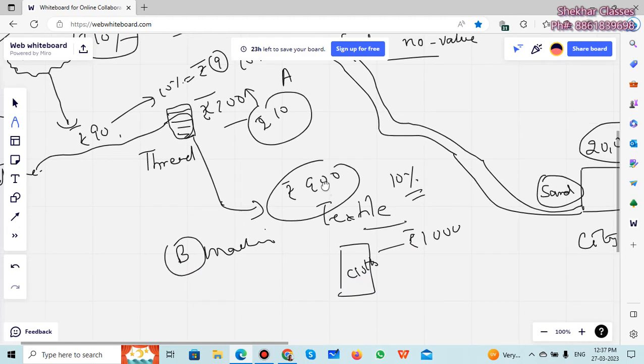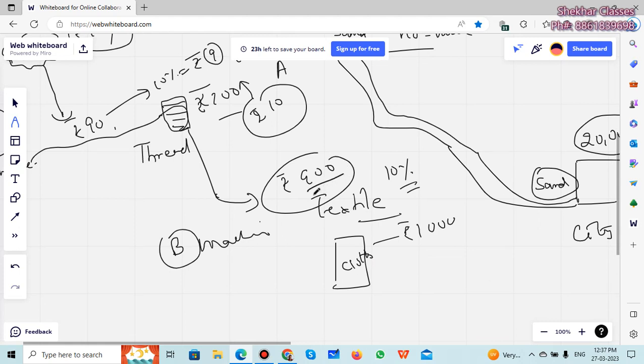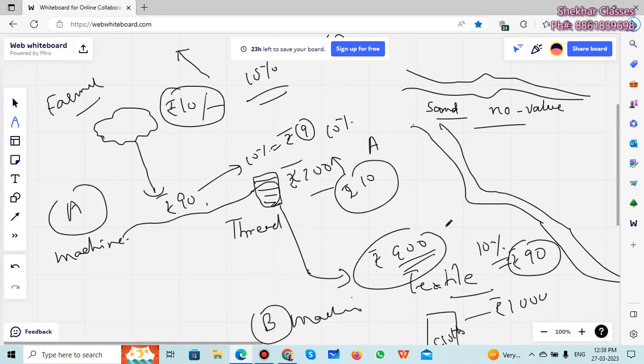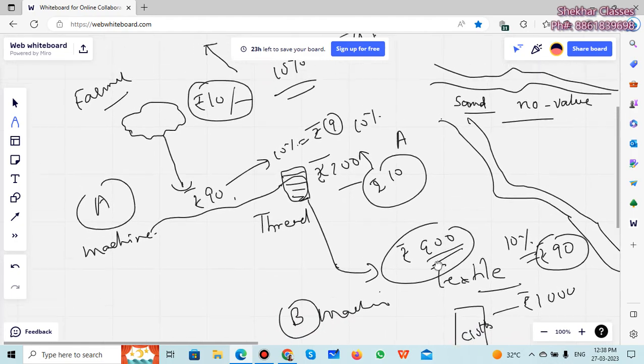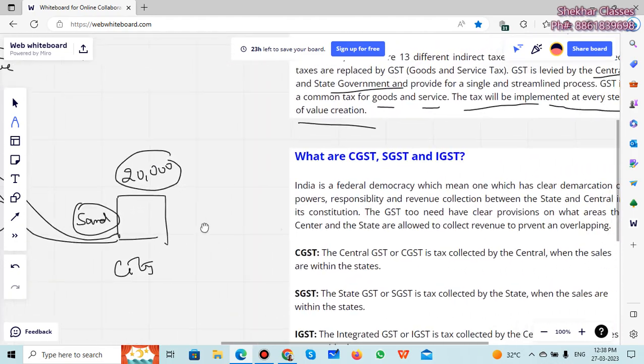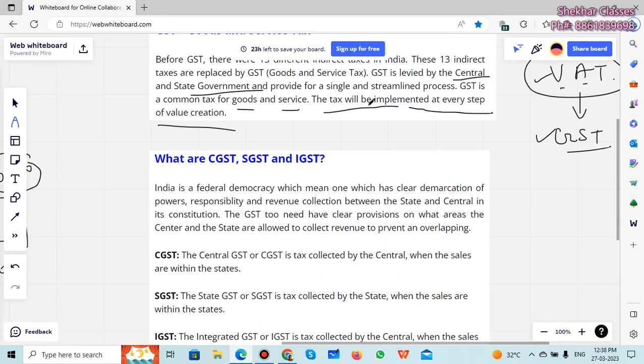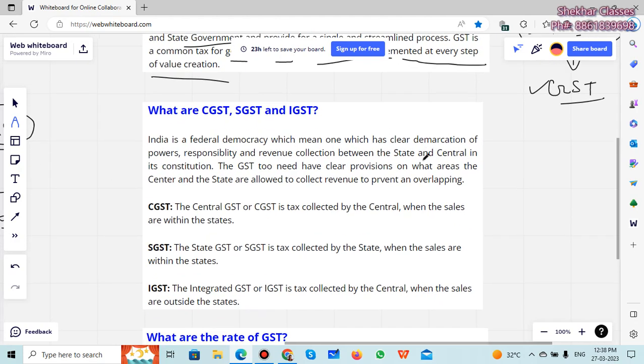He has created how much worth? Added another value to it, around 900 rupees worth. So he will pay 10% of 900, which will be how much? 90 rupees as a tax. Okay, so at every step the value has been created, some tax has to be paid to the government, and this is what is called, earlier it used to be called value added tax, now we call it GST. So see, tax will be implemented at every step of value creation, and this is what we still follow here.